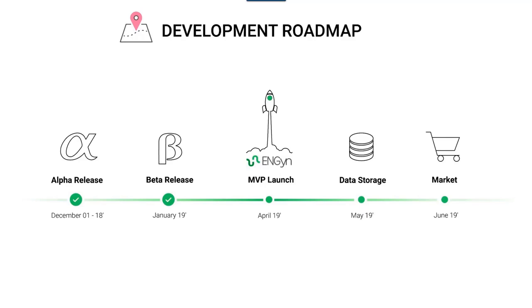So in early April, around a month from now, we're going to launch ENGYN to the public. After everything is stable, in May the idea is to allow people to use the data storage, and then finally in June, you're going to be able to sell wherever you want. Basically, that's the way we have created our roadmap right now.